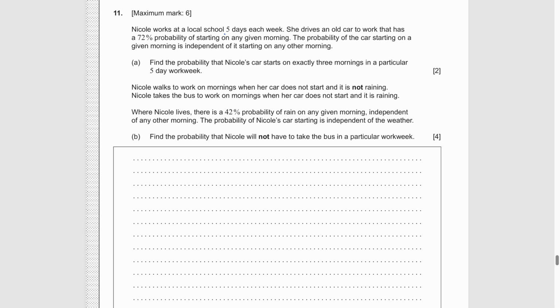Question 11. There are 5 working days in a week. A girl drives to work, and the probability that her car works on a given day is 0.72. Let x be the number of days her car works. Then x follows a binomial distribution with n equals 5 and p equals 0.72. Part A. We need to find the probability that x equals 3. This can be calculated directly using the calculator's binomial probability function.